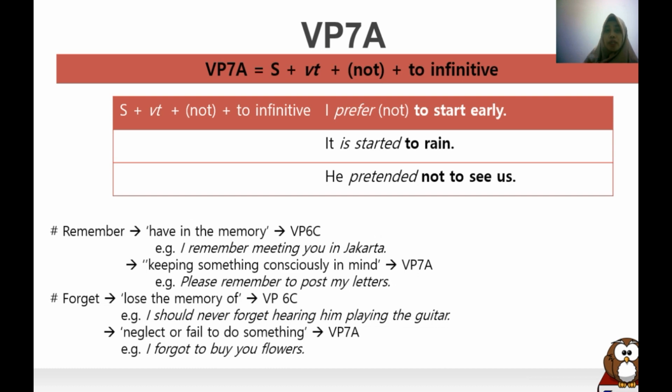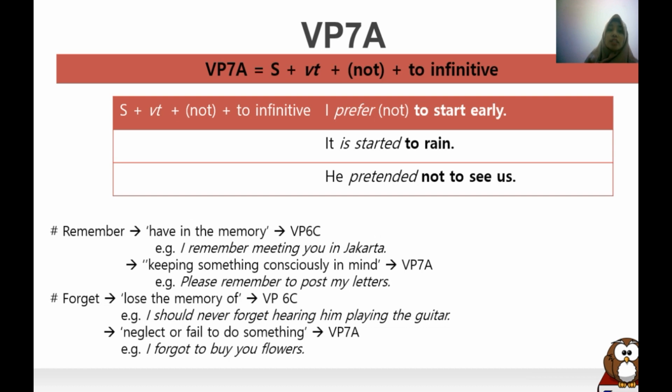Second one, it started to rain. It is the subject, started is the VT, and then to rain is the to infinitive. He pretended not to see us. He is the subject. Pretended here is the VT, and not here is used, which is optional, and then to see us is the to infinitive.